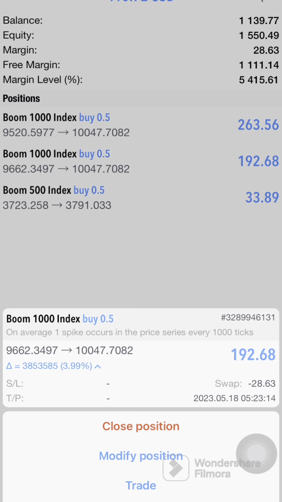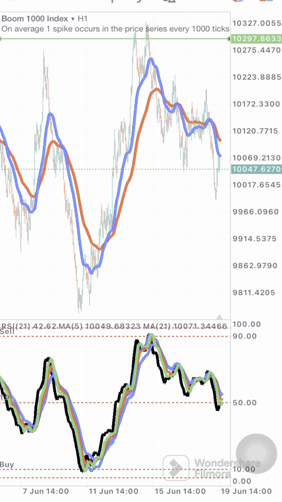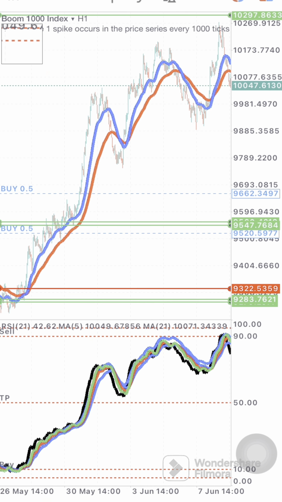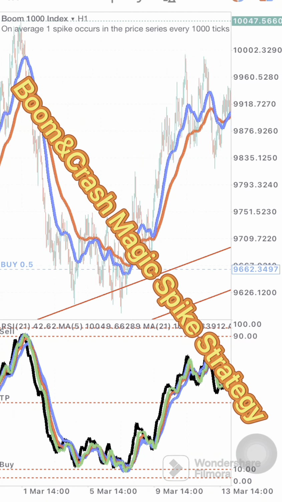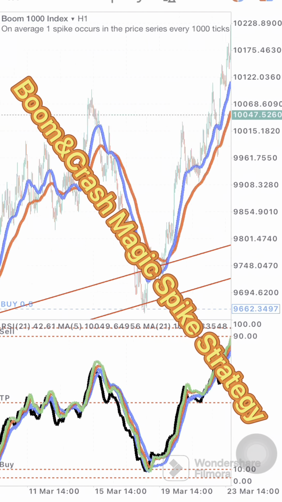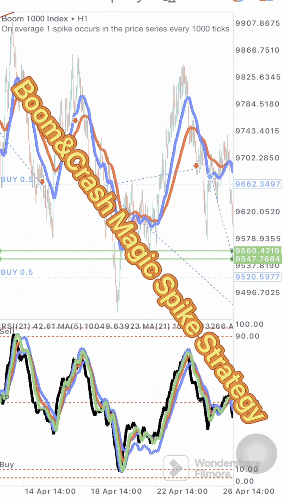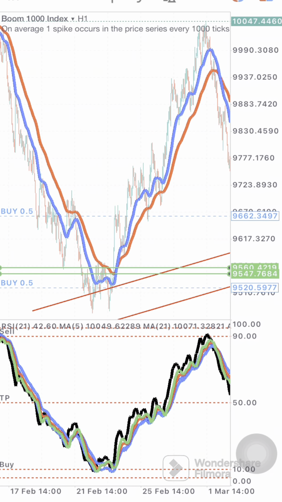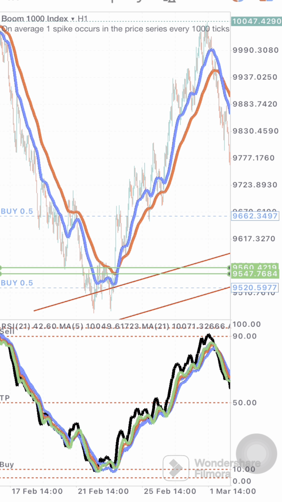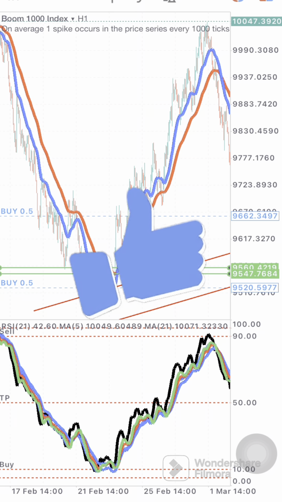I'm sorry I have been off for some time, I've just been a bit busy, but I'm now fully back for you guys, and I'm going to give you this new updated version of our awesome Boom&Crash magic spike strategy, where we catch spikes and make sure we have everything you need to catch spikes in Boom&Crash. So let's dive in now.